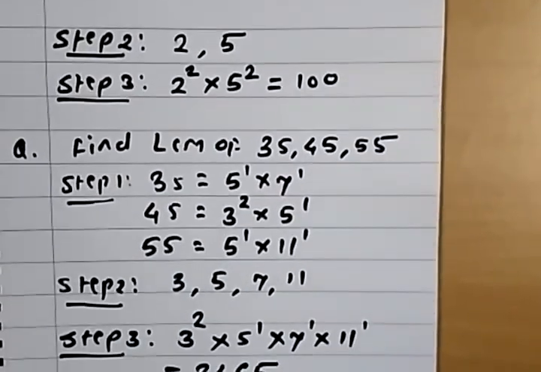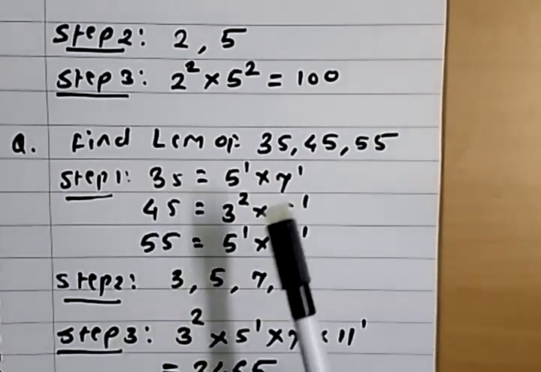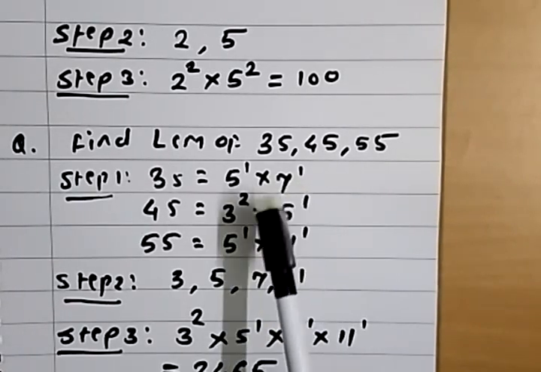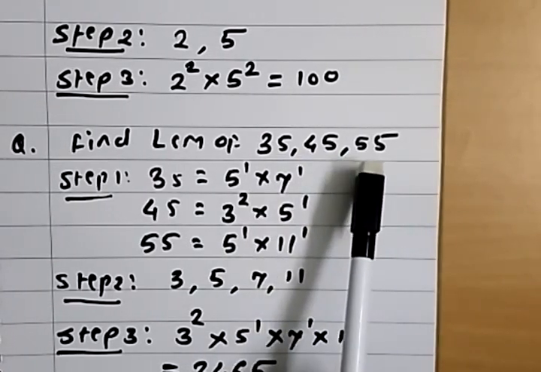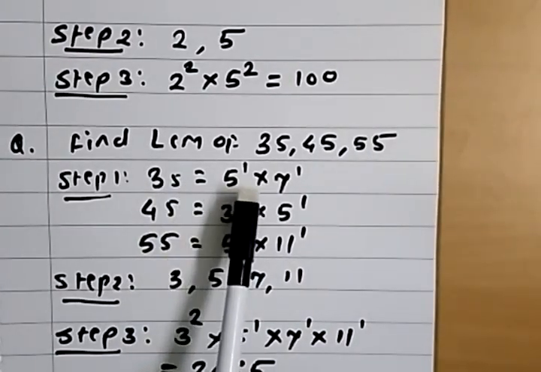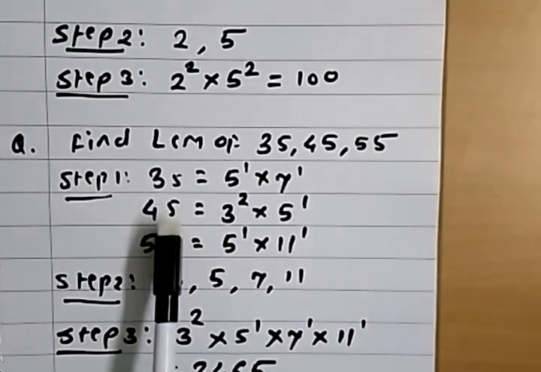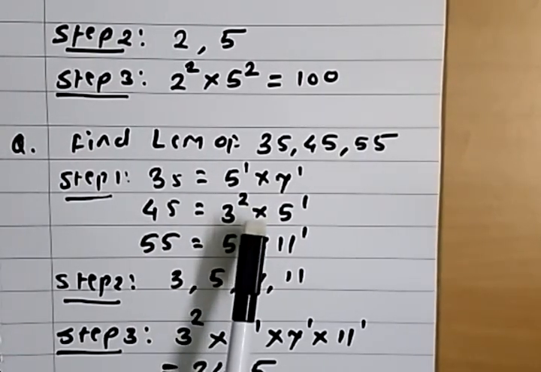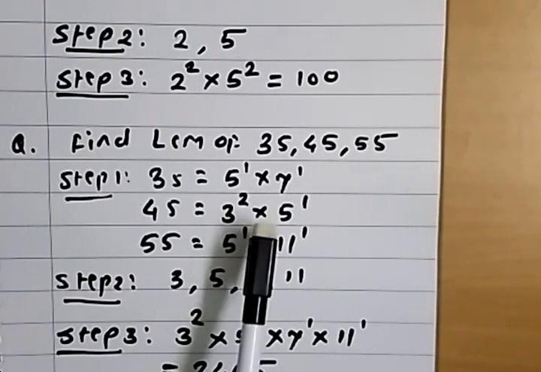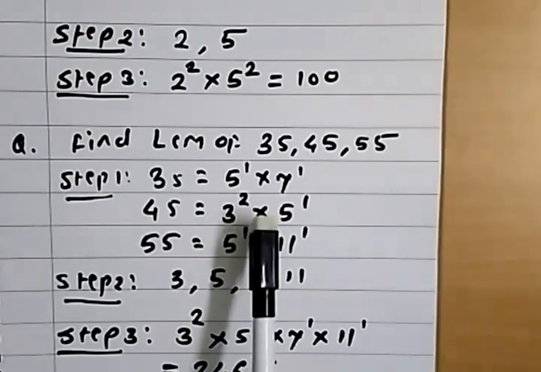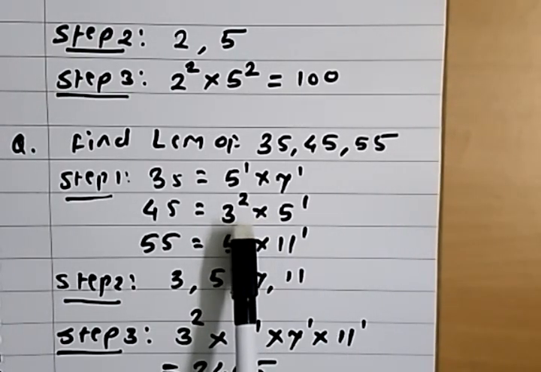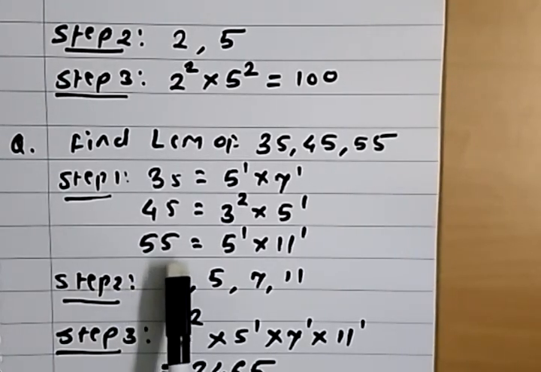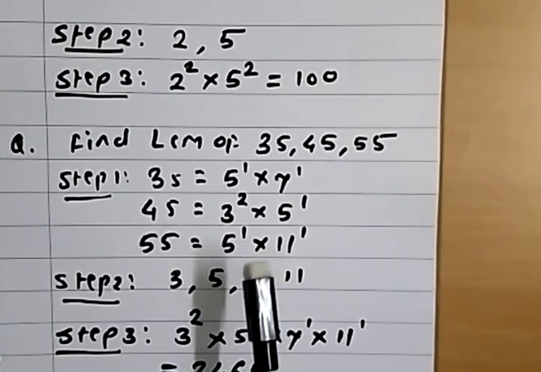So question number 2, find the LCM of 35, 45, 55. So step number 1, factorize these numbers into their prime factors. 35 is 5 into 7. 45 is 9 into 5, and 9 is 3 square. We have to factorize the numbers into their prime factors, so 9 is not a prime number, that's why we need to factorize 9 further. So 9 can be factorized as 3 into 3, so 3 square into 5. Now 55 is equal to 11 into 5, both are prime numbers.